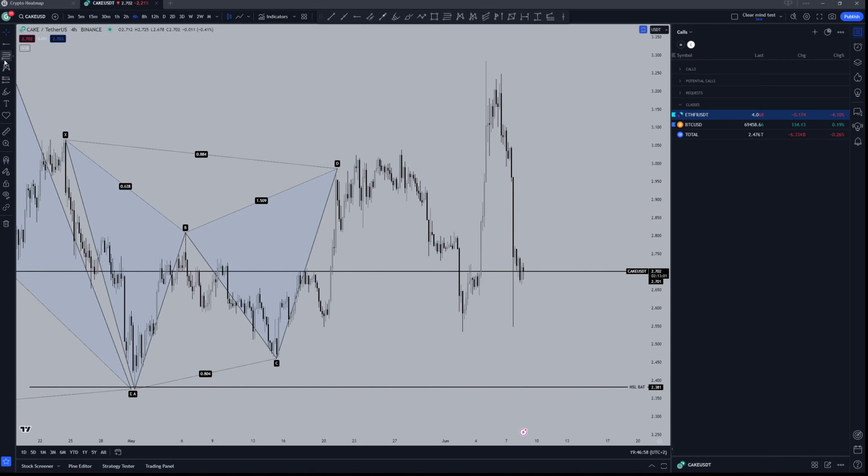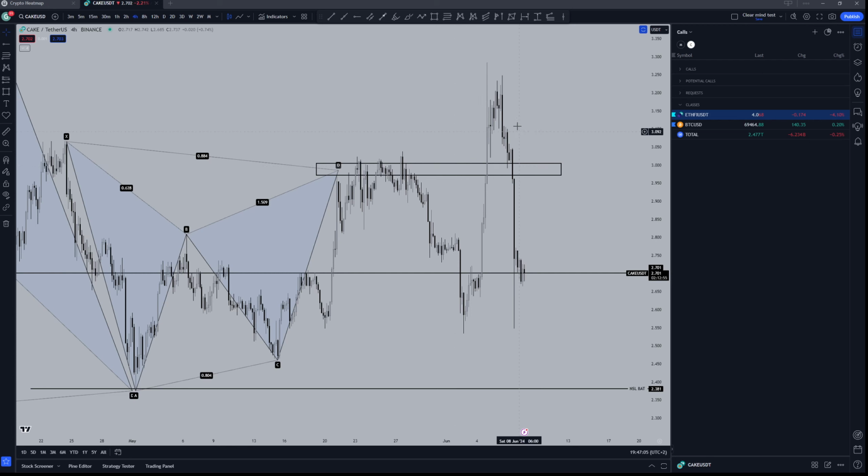And the reason I mark these is because if you take these levels, you can see that this area, which would be the PRZ, is actually still used as a support level in the future, even though this would be confluence for a short instead. So you can see it was resistance here, it was support here, which is also why you will often see new support resistance levels form on harmonic levels.